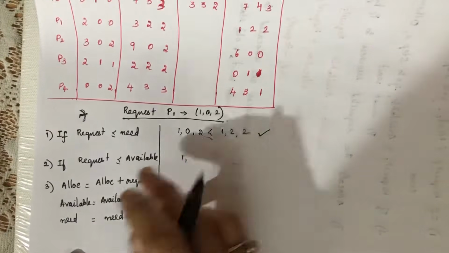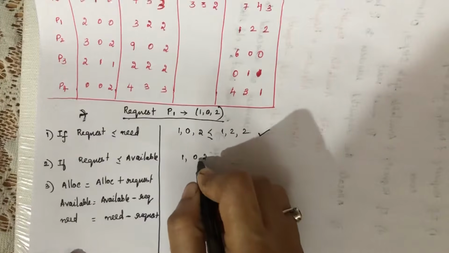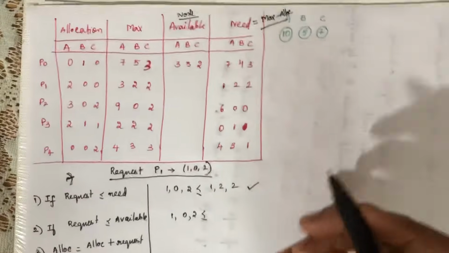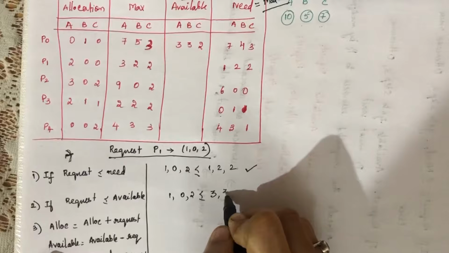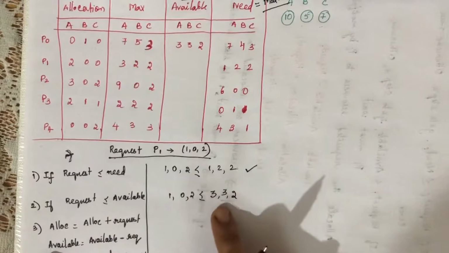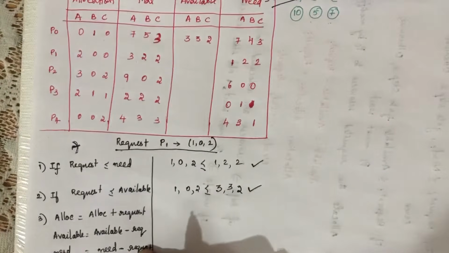Again we check whether the request is less than or equal to available. Is 1, 0, 2 less than or equal to available? What are the available resources? We have 3, 3, 2. So we get 1 is less than or equal to 3, 0 is less than 3 and 2 is equal to 2. So it is also satisfied. It goes to the third step.